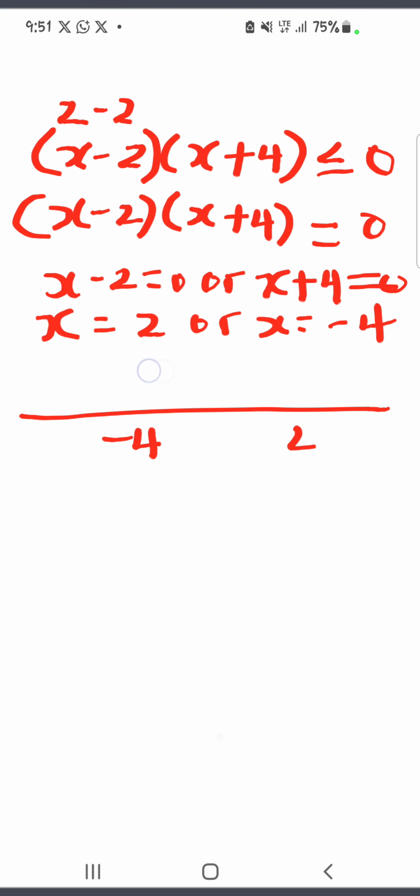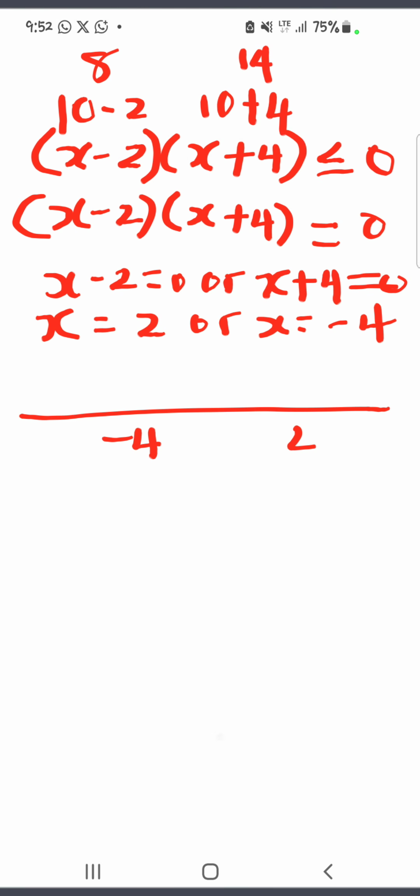Now finally, let's check out numbers that are greater than 2. What are the numbers that are greater than 2? 3, 4, 5, 6, 7, 8, 9, 10, and so on. So pick any of them. Let me pick 10. So let's put 10 into our inequality. That's 10 minus 2, 10 plus 4. What's 10 minus 2? That's 8. 10 plus 4 is 14. 8 times 14 is 112.